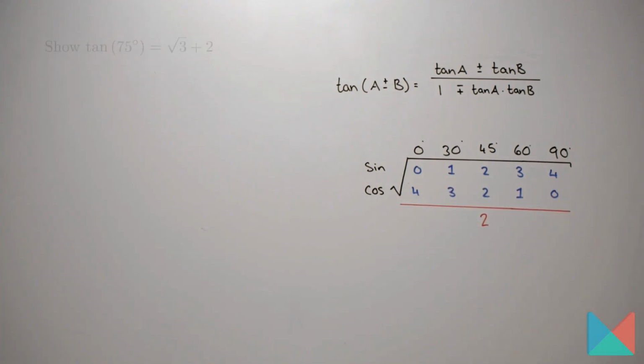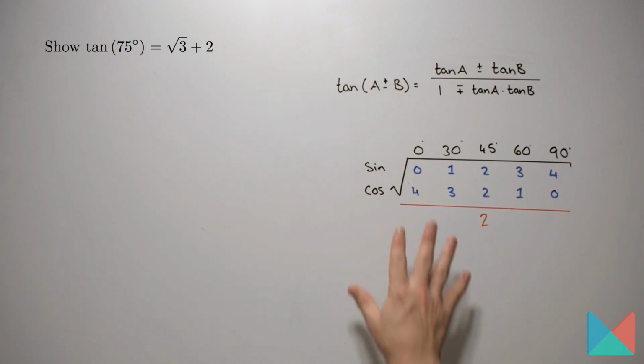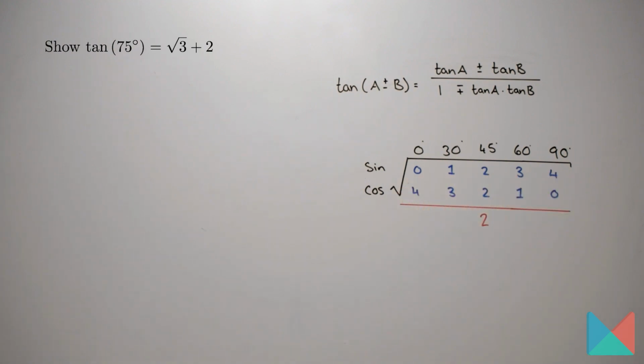For our next example, we're required to show that the exact value of tan of 75 degrees is equal to root 3 plus 2. Now, whenever we have these types of problems, we need to find a combination of the common angles that we do know that make our angle that we're required to find. And this angle is 75 degrees. And in this case, 30 degrees plus 45 degrees will give us 75 degrees.